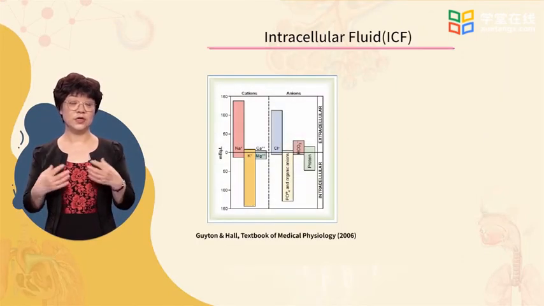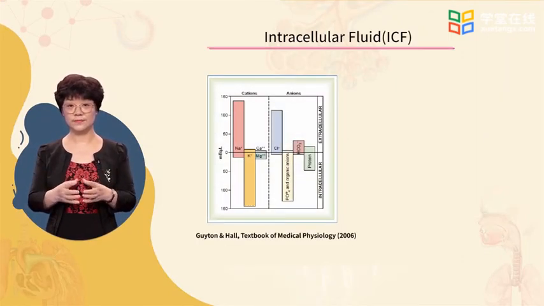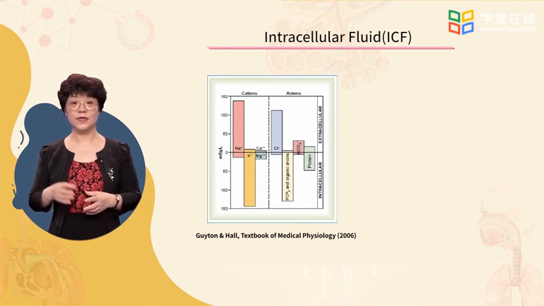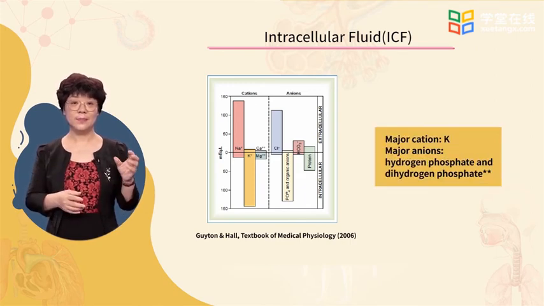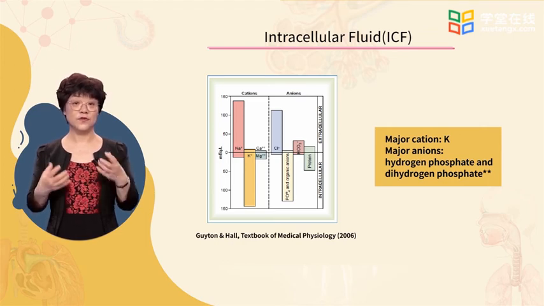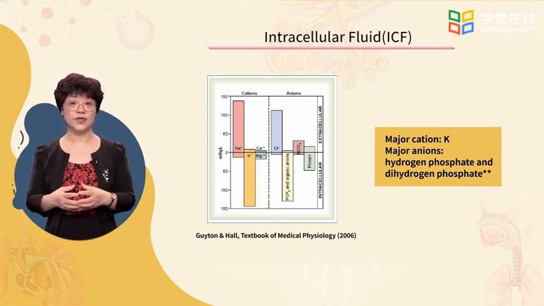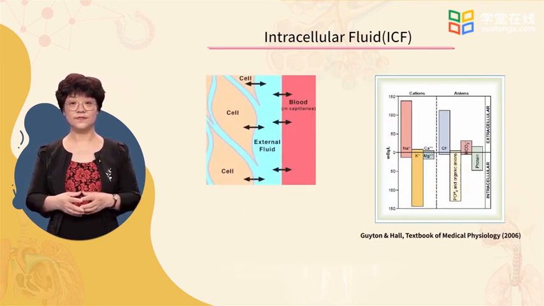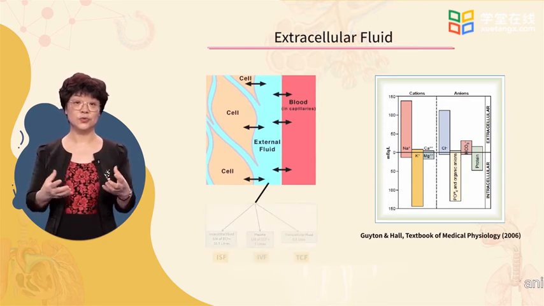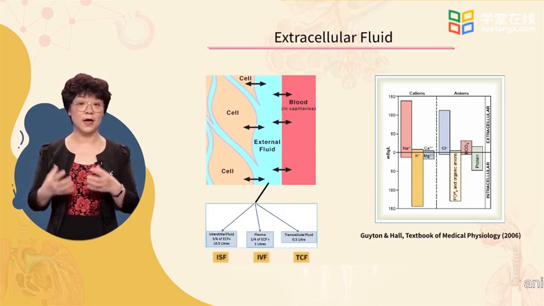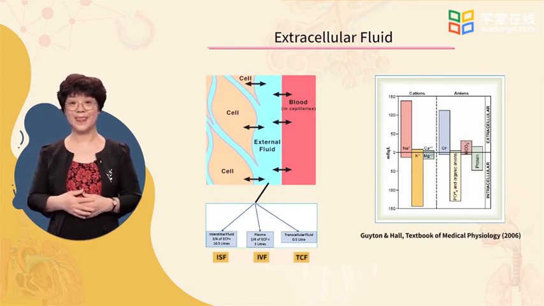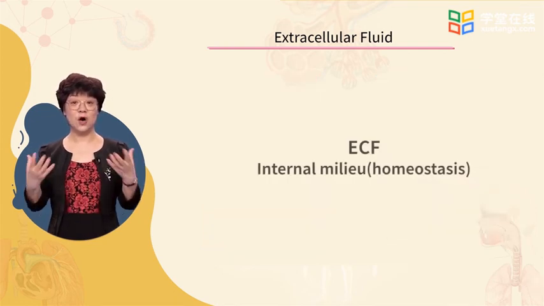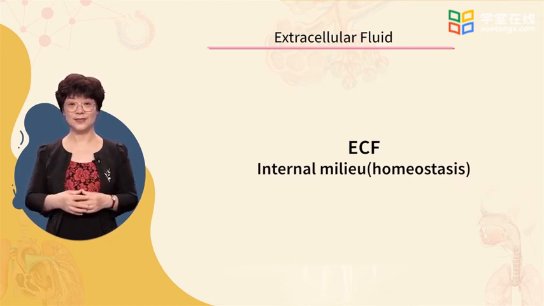Electrolyte composition of each fluid compartment differs. In the ICF, the major cation is potassium, while hydrogen phosphate and dihydrogen phosphate are the major anions. In the ECF, the major cation is sodium, while chloride and bicarbonate are the major anions. As you should know, the ECF is also called the internal environment that must be well balanced to maintain homeostatic conditions in the body.